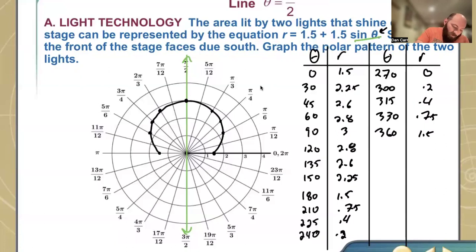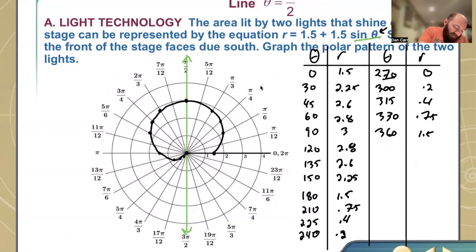Okay. 210 degrees is at 0.75. So that's going to put me at about right here. And then the next one is at 0.4. So I'm getting closer into the middle. And then I'm at 0.2. And then I'm at 0 right here for 270. Okay, so that curve is doing this.